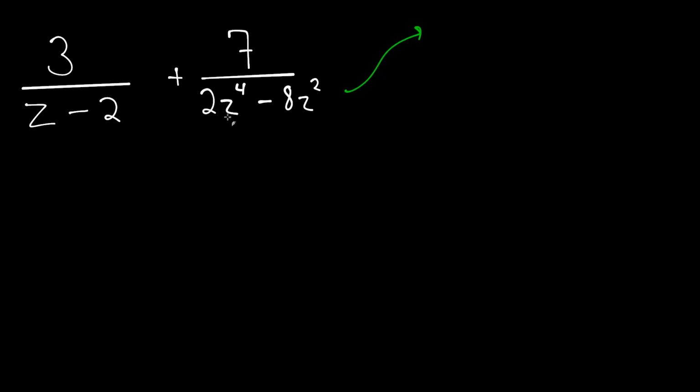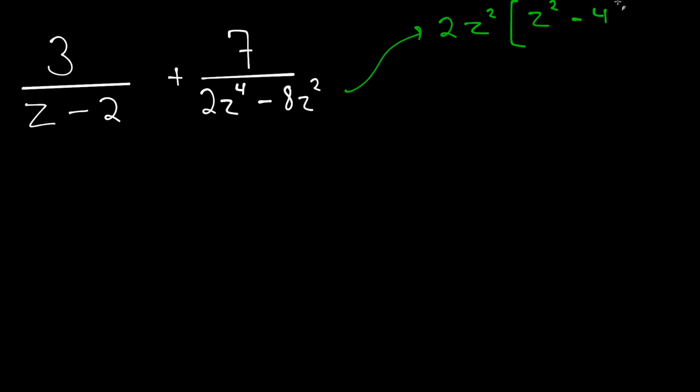Now, one great trick here is noticing that 2z to the 4 and negative 8z squared have a lot in common with each other. They definitely have a 2, and they have a z squared in common. If we were to factor those out of this expression, we're essentially doing 2z to the power 4 divided by 2z squared, which is just z squared. And negative 8z squared divided by 2z squared, that's really easy. That's actually just negative 4.